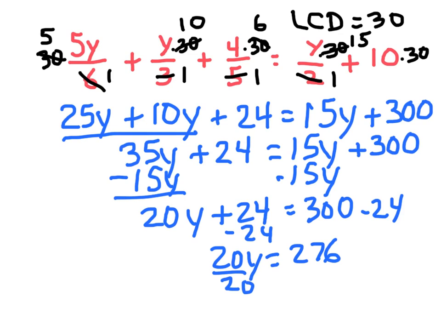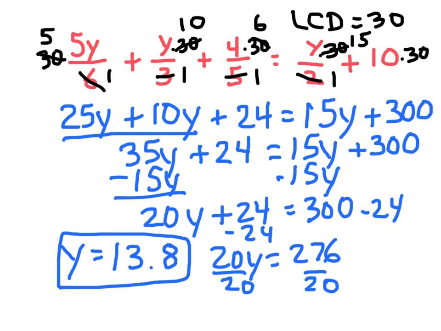Divide both sides by 20. All right, so y is going to equal 276 divided by 20. That's going to be 13 with 16 remaining. So that's going to be 13.8 as a decimal. That would be a good answer. Or you can put 13 and 4/5 if you reduced it all the way. But let's just go with the decimal, 13.8. 276 divided by 20.